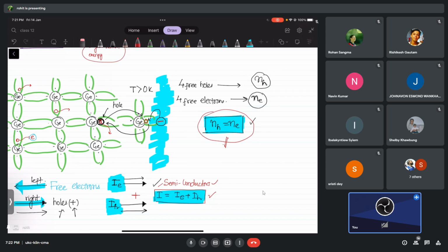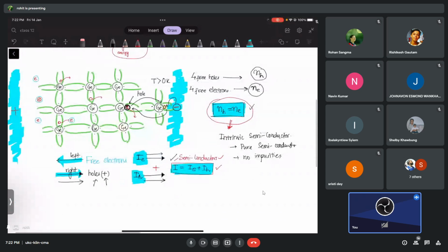In any semiconductor, when this happens, we call it an intrinsic semiconductor. So I'm talking about a type of semiconductor. Intrinsic semiconductor has another name: we can call it pure semiconductor. Pure semiconductor, no impurities.